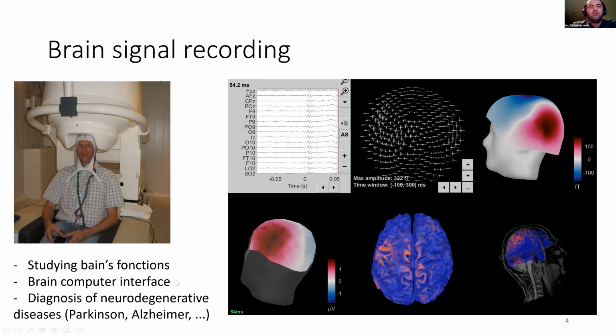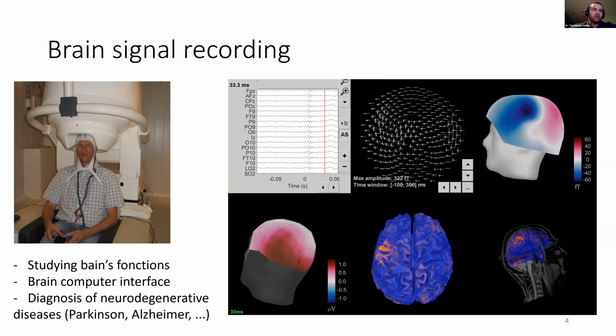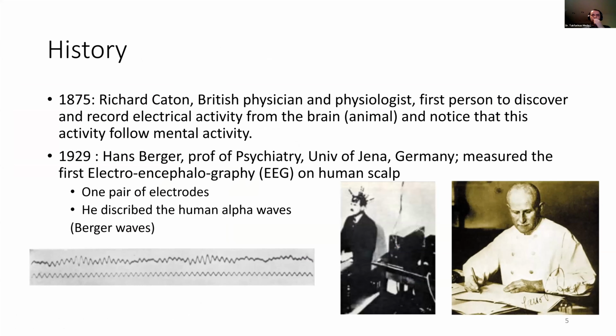And also there is a lot of application to the diagnosis of neurodegenerative diseases, such as Parkinson's, Alzheimer's, and of course, epilepsy in patients. So this is some of the applications. So before going further, I would like to introduce some history about brain signal recording.